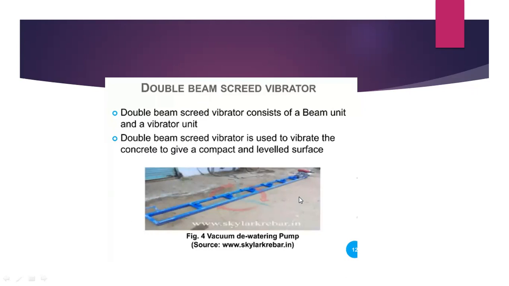I think it's clear now what vacuum dewatered flooring is, what created the need for it, and what instruments are used. And now we'll see what the process is and how it is done.